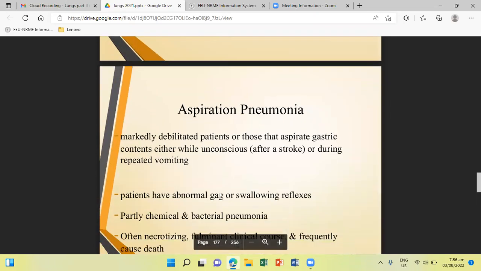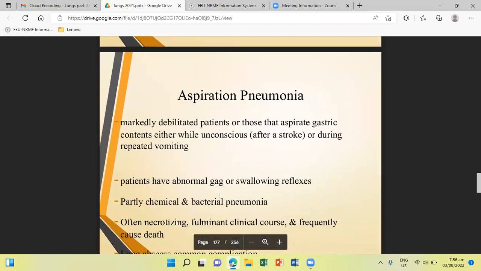Let's say your patient is debilitated, a stroke patient, or a patient with repeated vomiting. The possibility of food particles lodging, as I said in the part 1 lecture, more likely on the right side for foreign body lodgement, will then predispose your patient to pneumonia. If this occurs in the background of an abnormal gag or swallowing reflex, this is what we call aspiration pneumonia. Typically, more than one organism is recovered on culture, and usually they are anaerobic organisms.